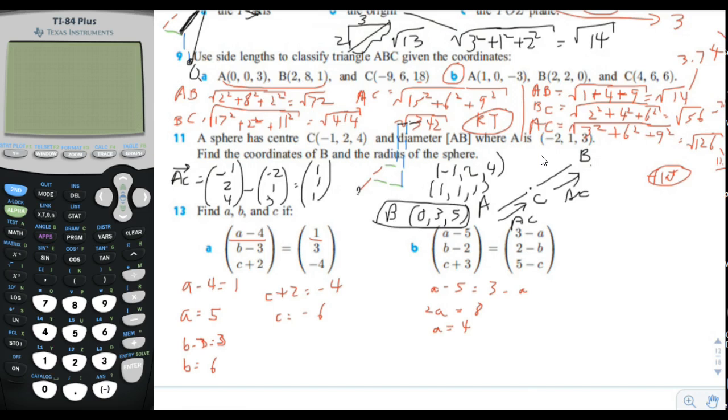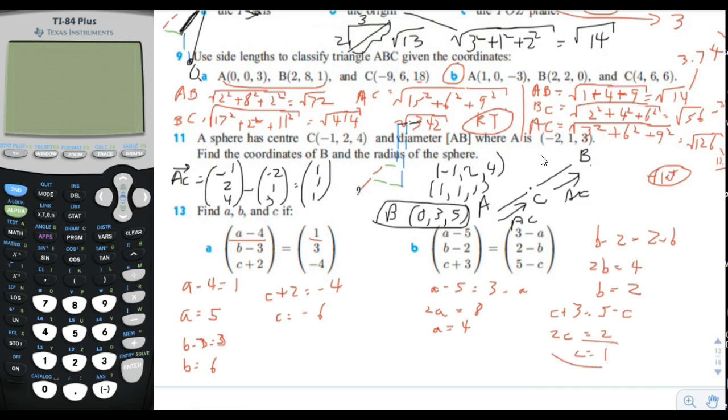Okay, and then what about B? B minus 2 equals 2 minus B. We add 2 to both sides, and 2B equals 4. B equals 2. Okay, C plus 3 equals 5 minus C. 2C equals 2, and C is equal to 1.